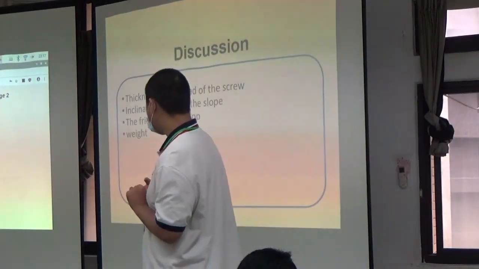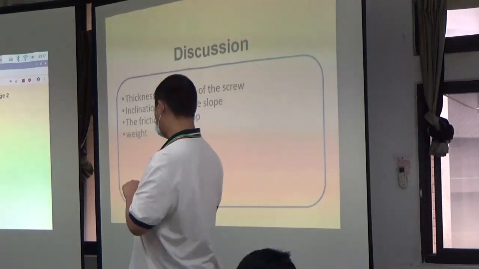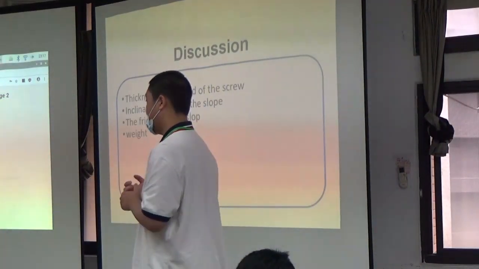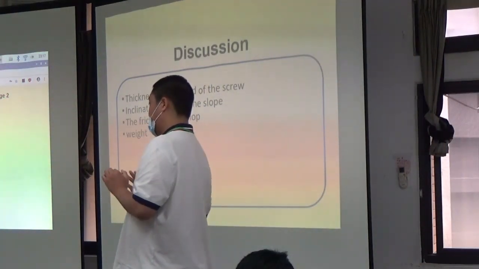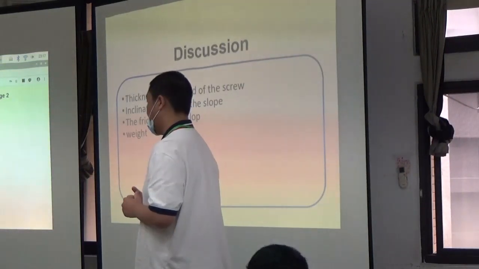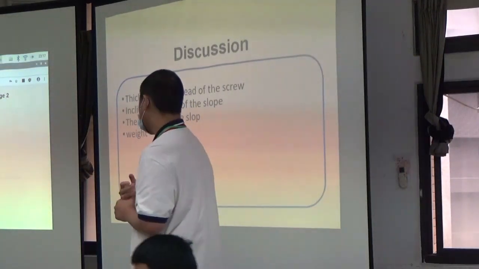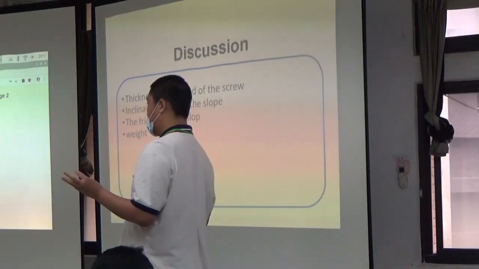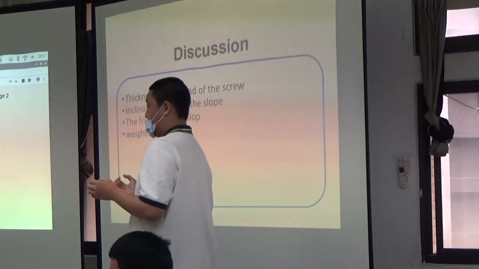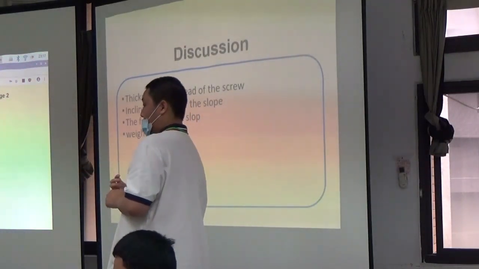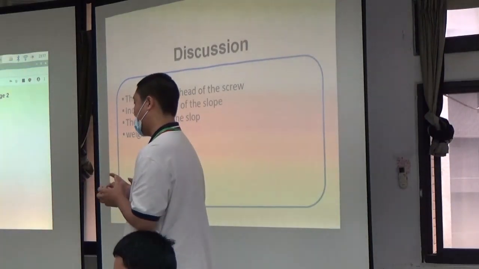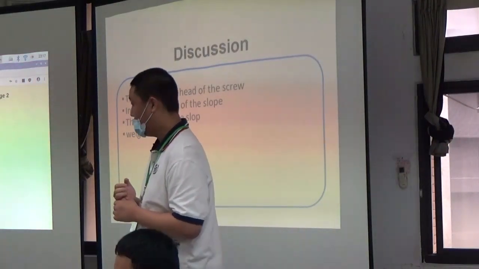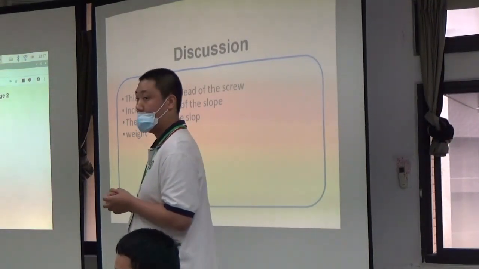So these are some of the questions I would like to discuss. First is whether the thickness of the head of the screw will interfere with the result of your experiment. Second is how the inclination of the slope and the friction of the slope will affect it. And finally is the weight distribution of the screw, and whether that will be a factor in your experiment. I think that's it.